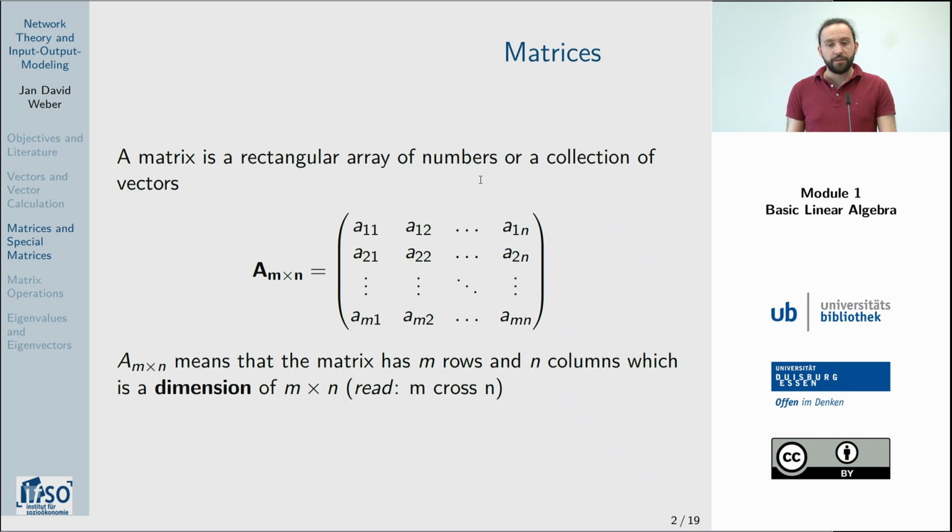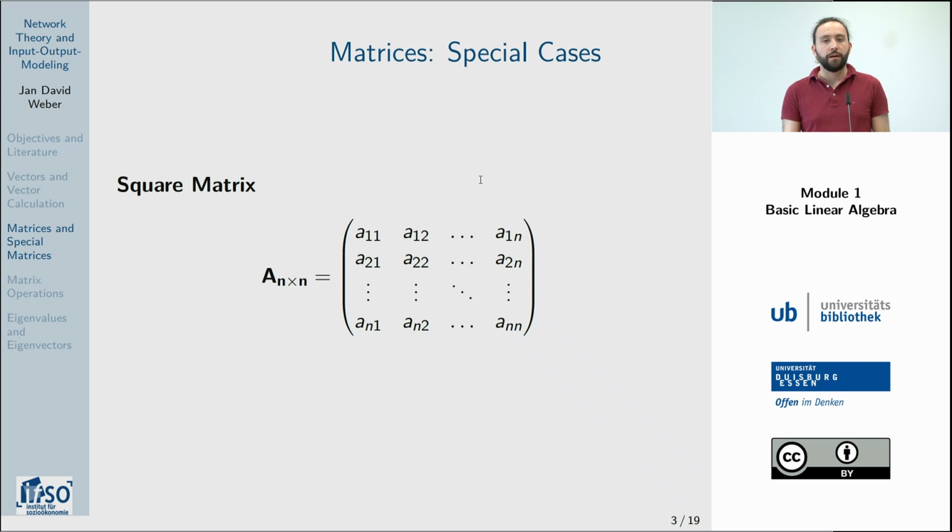Matrices have special names depending on how they look. I want to show you a few of them, which we will dive into later when we go into network theory or input-output modeling, where it's really important to know some features and what they do. The first one I want to introduce is a square matrix. The fun thing is that it is pretty much a square. It has exactly the same number of rows and columns.